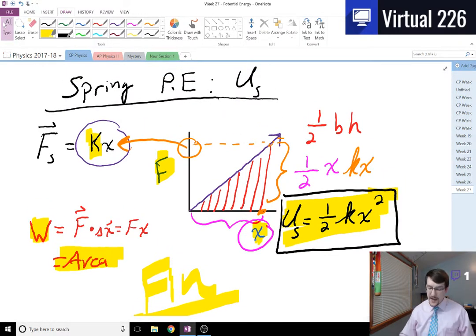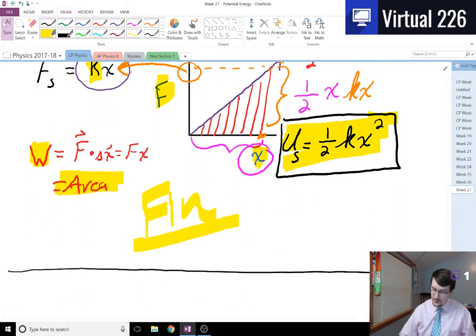Okay, so we just looked at spring potential energies and how to derive them. We saw using a force position graph and finding the area underneath it. That took some work. We could equate that work to an energy. That's a spring energy here. We see our equation U_S equals 1/2 kx squared.